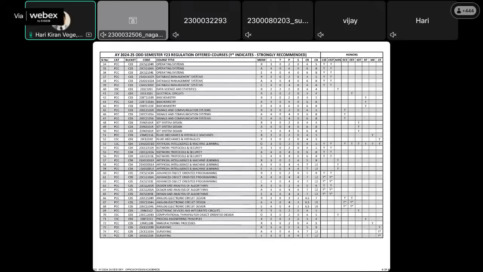Let's now move on to C3 bucket. C3 bucket is a bucket which has got core courses. C4 also is a bucket which has got core courses, right? So let's quickly start talking about C3 and C4. The rules are the same.